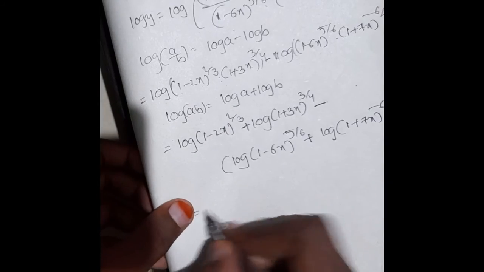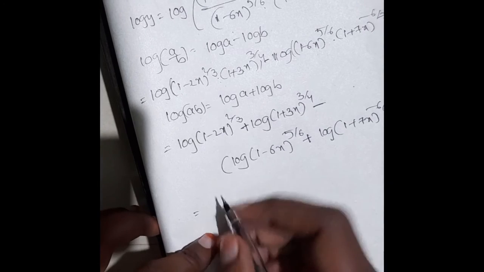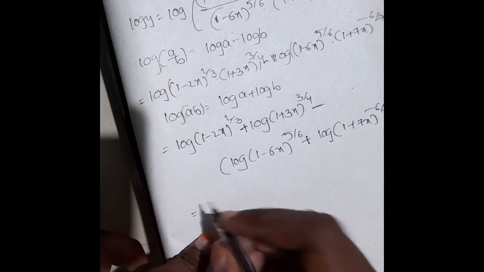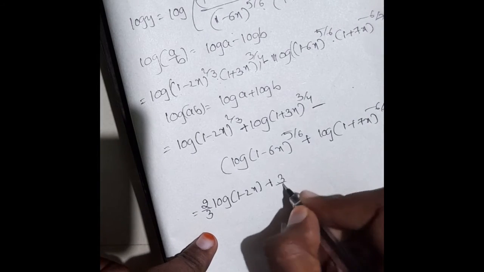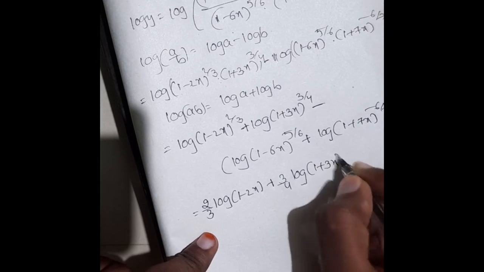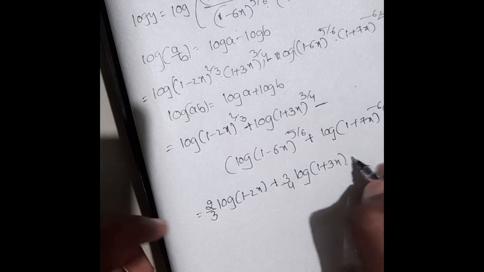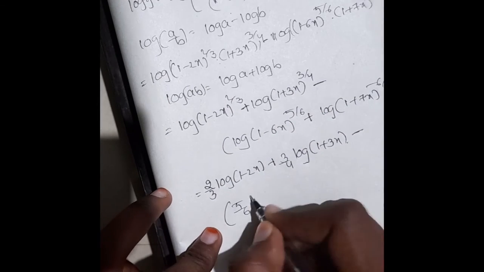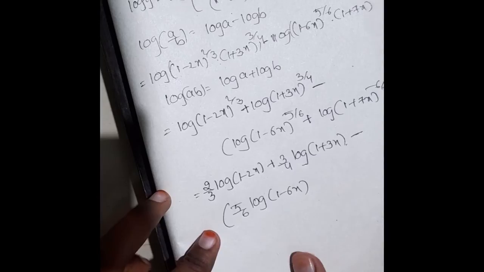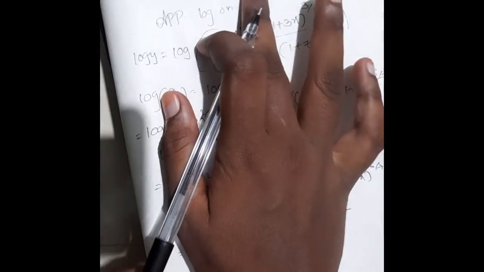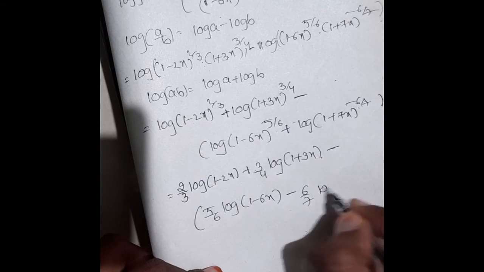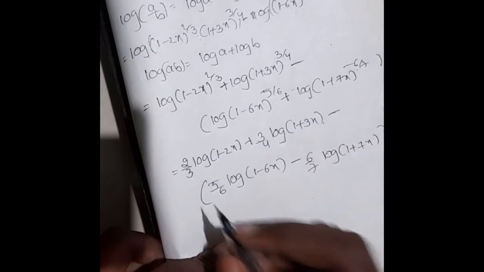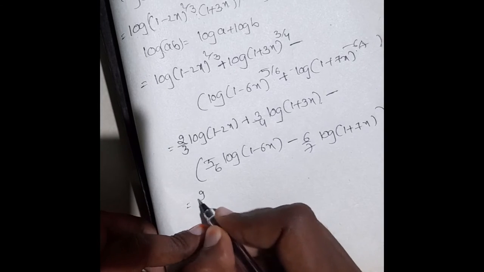Now this is log a to the power b, it is b log a. So 2 by 3 log (1 minus 2x) plus 3 by 4 log (1 plus 3x), the power comes in front. We did it in the last problems, so I am not writing the formula again. Minus 5 by 6 log (1 minus 6x). This is just simplifying the complexity and we are not differentiating it now. After making it simpler, we will differentiate it. Because here we have a minus, it becomes minus. Now, multiplying the minus.